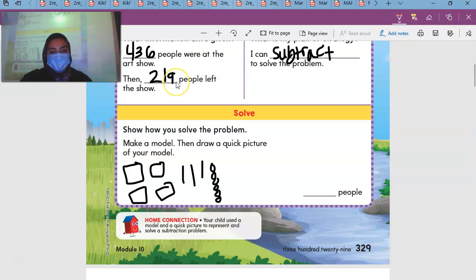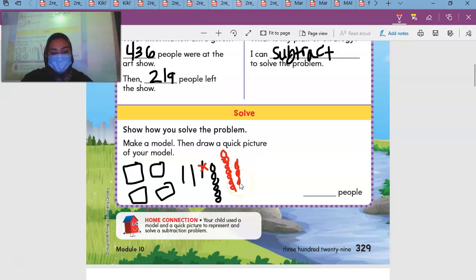Now we have to take away 219. First we take away 9 ones. Can I take 9 ones away from 6 ones? No, there's not enough. I have to break a 10 and make that into 10 ones. 1, 2, 3, 4, 5, 6, 7, 8, 9, 10. Now, can I take 9 ones away? Yes, I can take away these 9 ones.